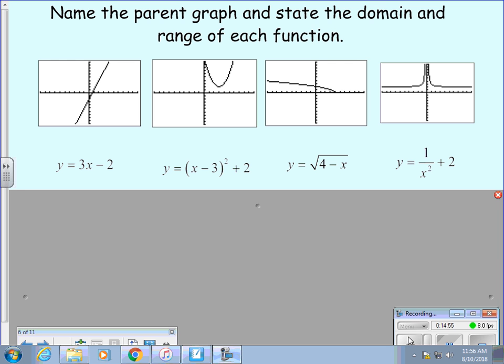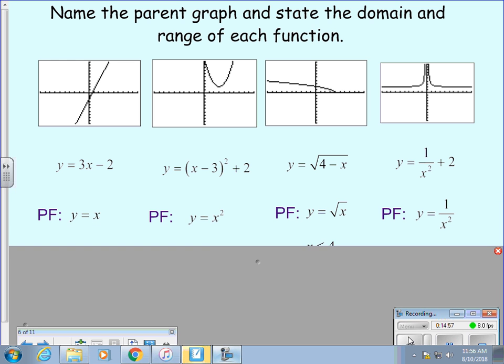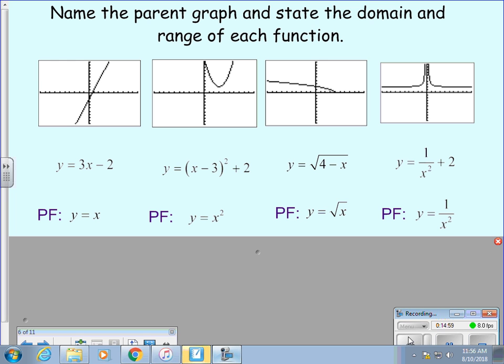Okay. So, first of all, the parent functions. We did the first one, y equals x. Second one, y equals x squared. Third one, y equals square root of x. Last one is 1 over x squared, because it's a little bit different than 1 over x. If you had 1 over x, it's not, because the square is a big deal. Okay, the square is a big deal on the x. You do need to include that.